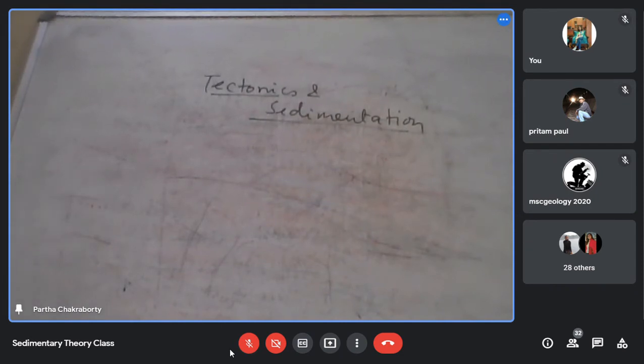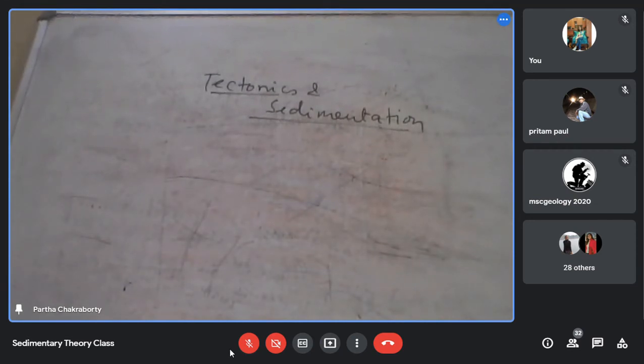You see, first we know that a sedimentary basin, if I describe the sedimentary basin, is a depression in the earth crust that can host a thick pile of sedimentary sediment. That is what a sedimentary basin is. Now the question is how a sedimentary basin is formed, how it is getting filled. It is a big question.